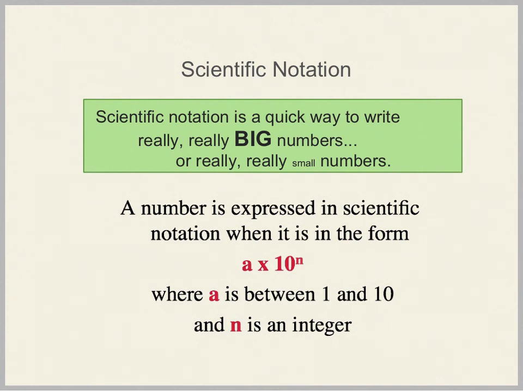Scientific notation, then, is a way to write really, really big numbers or very, very small numbers. It's expressed in the form of a times 10 to the nth. And a needs to be between 1 and 10, but does not include 10. And n is an integer.